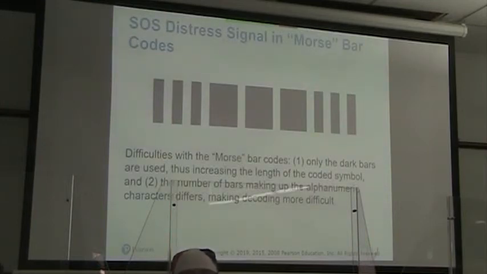All right, so there has been an attempt to use Morse barcodes, but only the dark bars are used, the spaces are not used. So it's a longer coded symbol. And for different letters, you have different numbers of characters. So it makes it uncertain as to how long it will be.